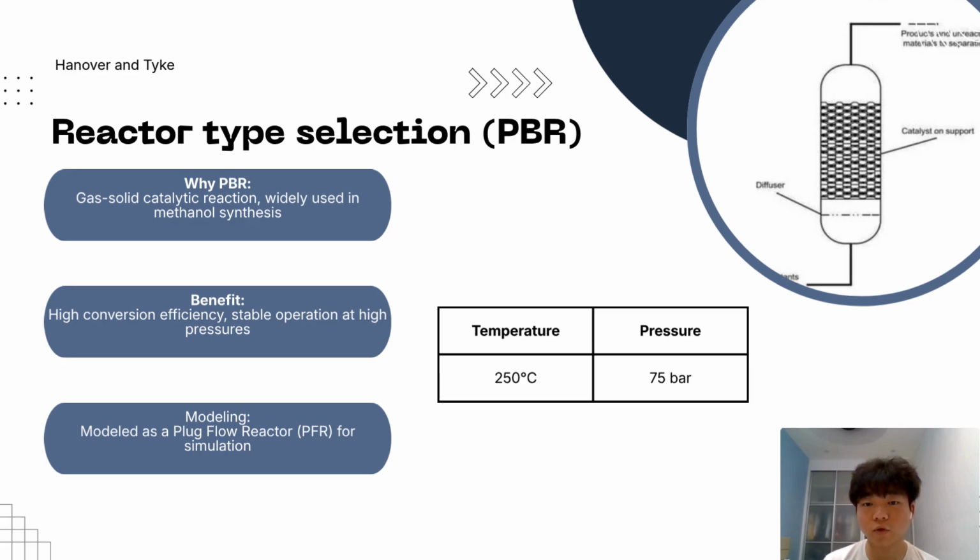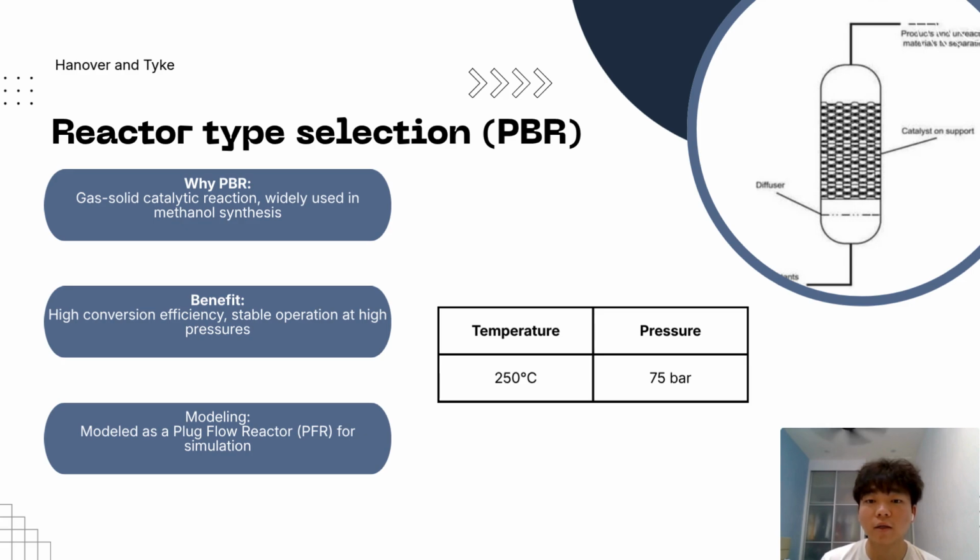Hi, my name is Lim Jun, and I would like to present about the reactor type. First, the reactor is selected as PBR, or packed bed reactor. The reactor is chosen because methanol synthesis is a gas-solid catalytic reaction, so we need effective contact between the gas reactant and the solid catalyst.